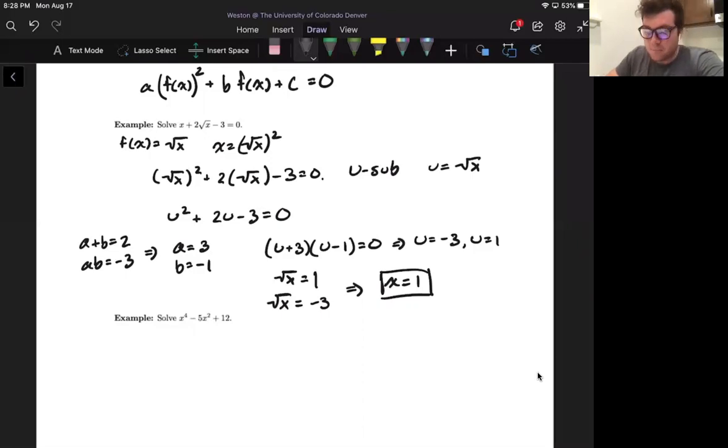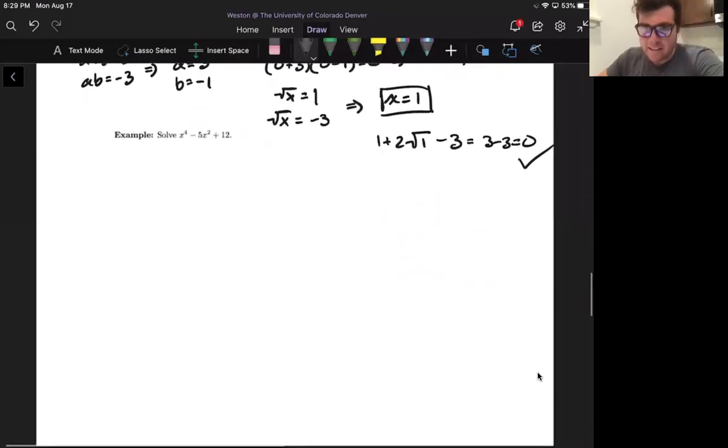And we can also see just by plugging that in that when we plug x back in, we get 1 plus 2 times the square root of 1 minus 3 equals 3 minus 3, which is 0, which is exactly what we wanted. Therefore, we're good.